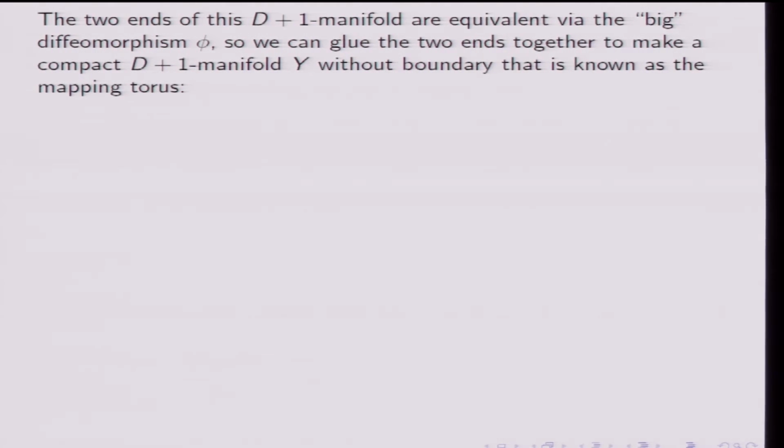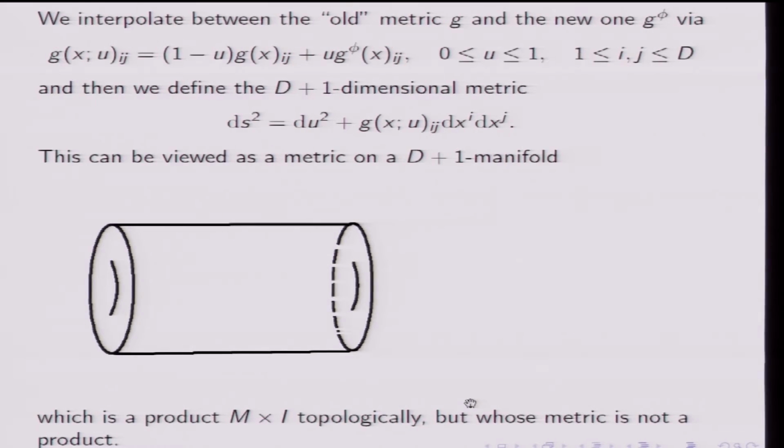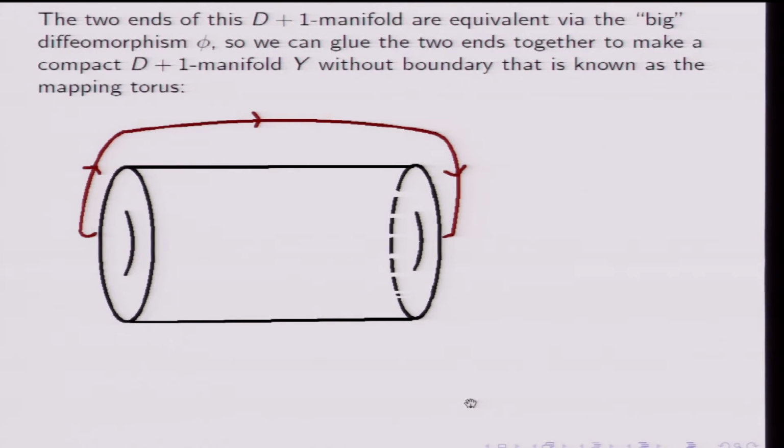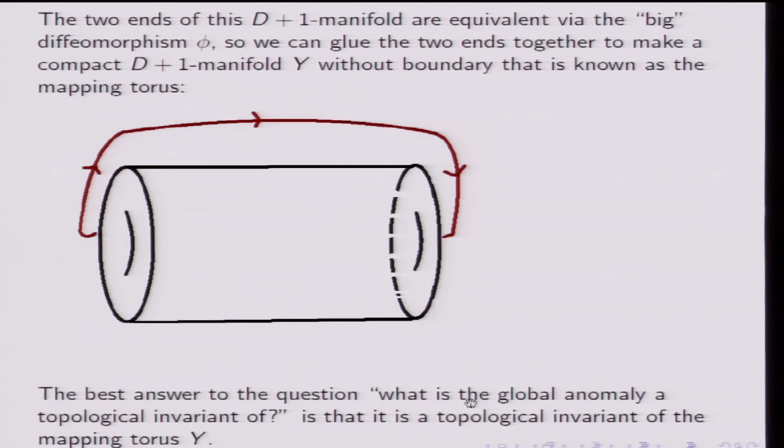But we're given that the two ends of the cylinder are diffeomorphism invariant under the big diffeomorphism phi. So we can glue the two ends together using the diffeomorphism. I had trouble drawing it, but we can imagine gluing the two ends together by diffeomorphism. And that makes a compact D plus 1 manifold Y without boundary, which is called the mapping torus. And the most useful answer to the question, what is the global anomaly a topological invariant of, is that it's a topological invariant of the mapping torus.